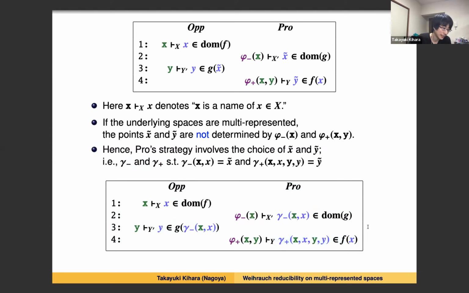But yeah, this is basically the only part that changes. So opponent first creates a point input of f and its name, and proponent creates both an input of g and its name. In response, opponent creates a solution of g something and its name, and then proponent uses this to create a solution of fx and its name.